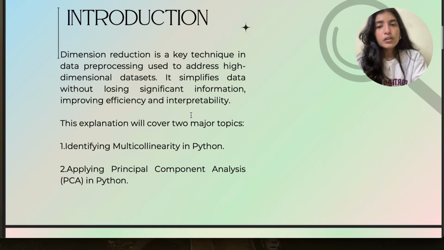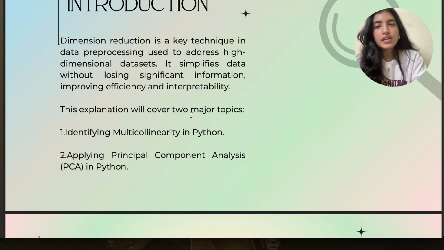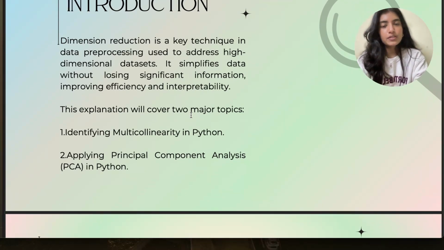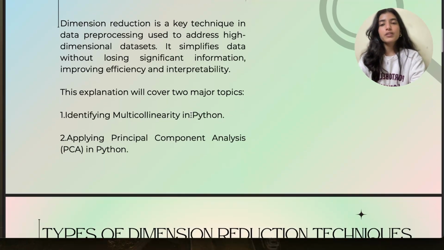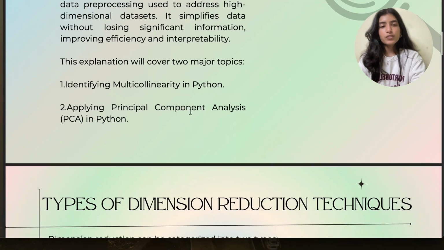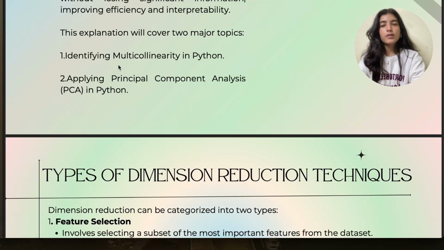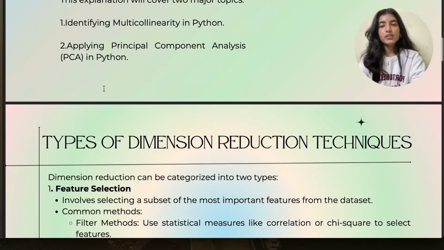Dimension reduction is a key technique of data preprocessing used to address high dimensional datasets. It simplifies data without losing significant information, improving efficiency and interpretability. We will cover two major topics: first is multicollinearity, and the other will be PCA.